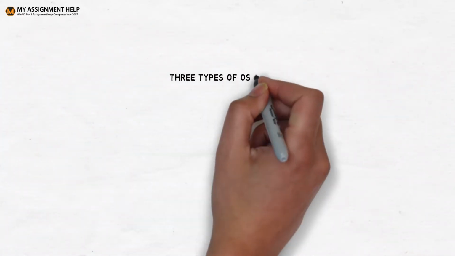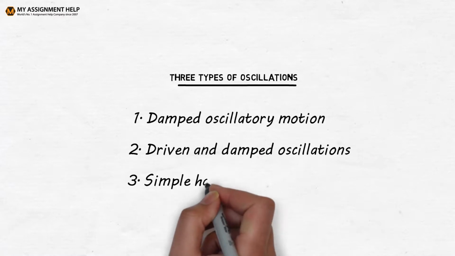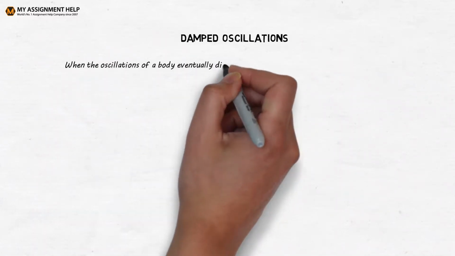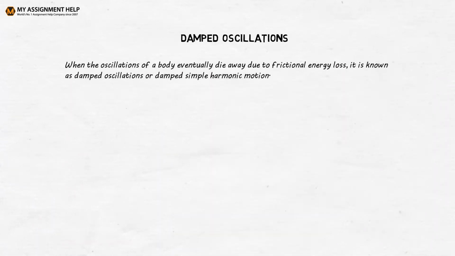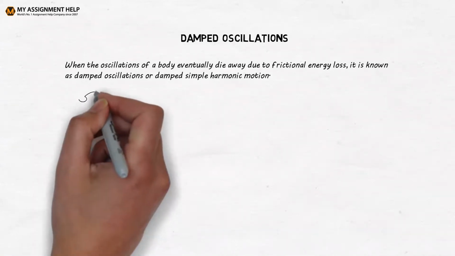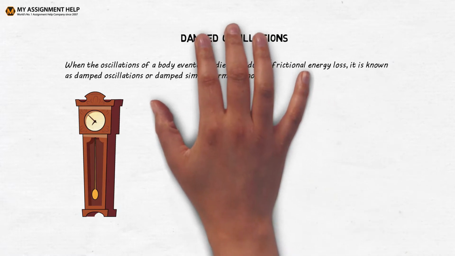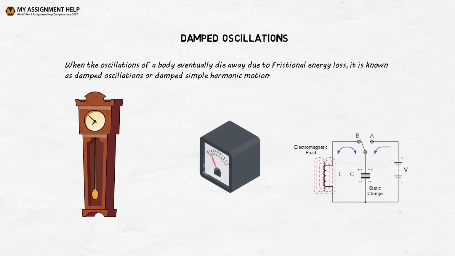Well, there are three main types of oscillations: damped oscillatory motion, driven and damped oscillations, and simple harmonic motion. Damped oscillations. When the oscillations of a body eventually die away due to frictional energy loss, it is known as damped oscillations or damped simple harmonic motion. Examples: the oscillations of a pendulum, electromagnetic damping in galvanometer, and electromagnetic oscillations in the tank circuit.